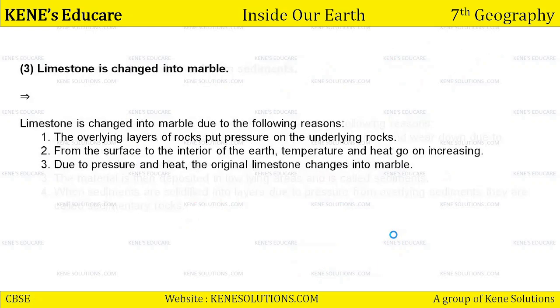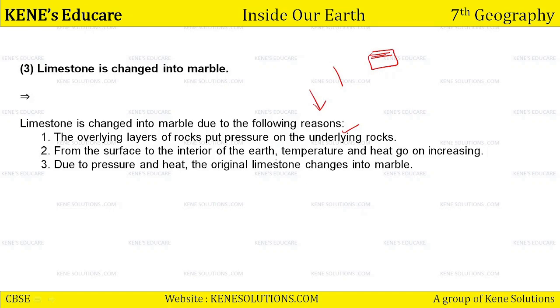Okay. Next statement. Limestone is changed into marble. ये हम लोगों ने पढ़ा था metamorphic rocks में, right? But you have to tell why. Limestone is changed into marble due to the following reasons. First is the overlying layers of rock put pressure on the underlying rocks. पढ़ा ही था, कोई एक rock में जो layer है, one layer puts pressure on the other layer and that is why the form of the original rock is changed.